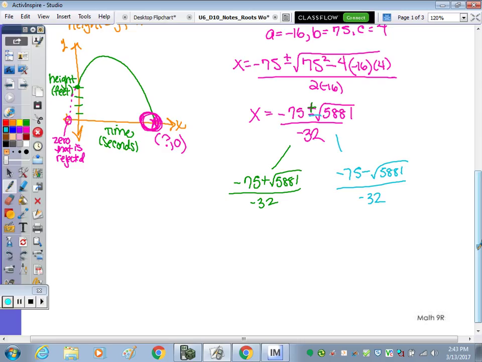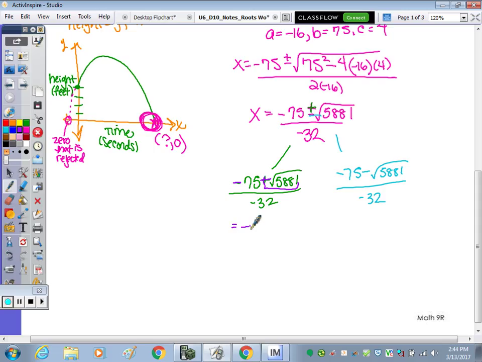Can anyone tell just by looking at it which root is going to be rejected because it's negative? The green or the blue? Which one? Think it's blue? Think it's green? Well, this one is a negative plus a positive. Is this number larger than 75? Yeah, so this will end up being positive over negative, which is going to give us a negative answer. So we'll have to reject that one.